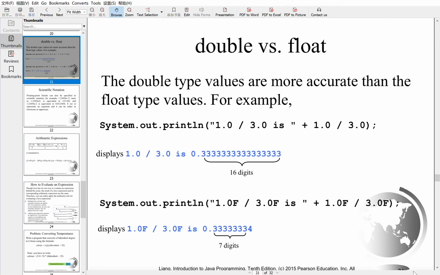We continue with the double and the float. These are the data types. The double type values are more accurate than float type values. For example, we can use 1.0 divided by 3.0, and the result of this calculation has sixteen 3s.